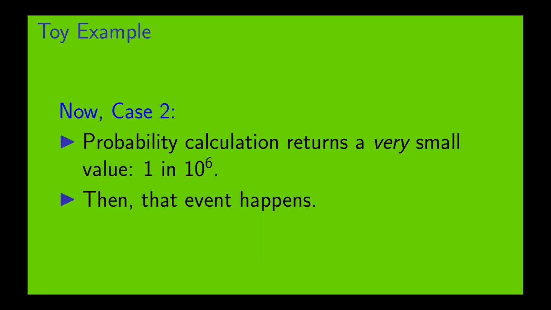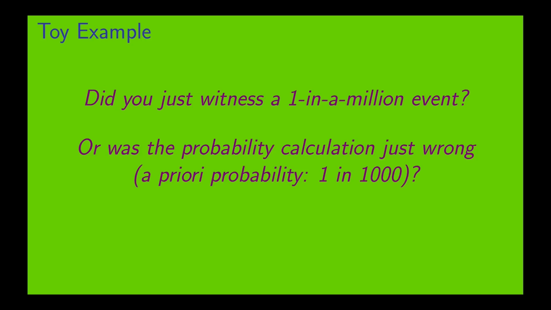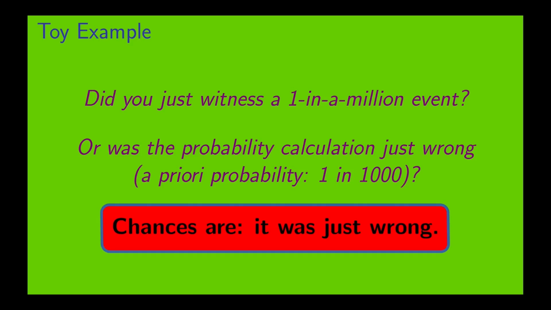Okay, now let's look at case 2. This time, let's say the probability calculation returns a very small value, 1 in 10 to the 6, 1 in a million. Then that event happens. Did you just witness a 1 in a million event? Or was the probability calculation just wrong? Remember, we said that the calculation gets 1 out of every 1,000 results wrong. Chances are the calculation was just wrong.